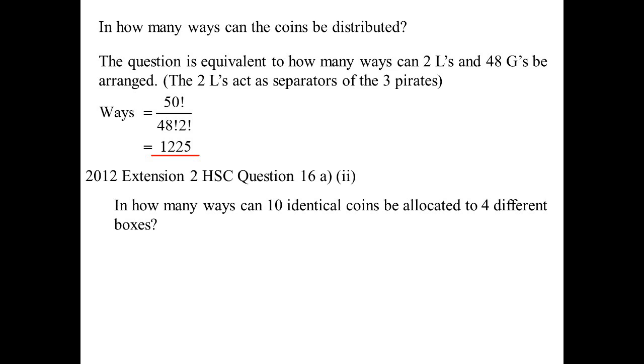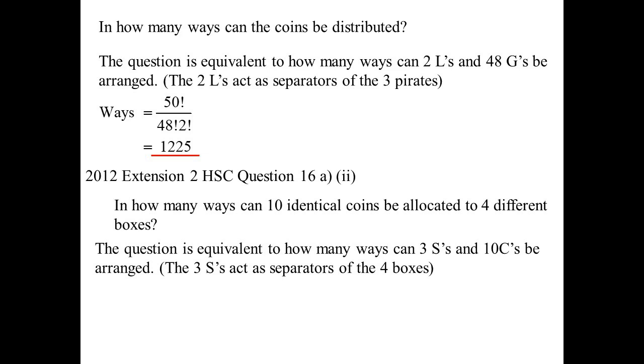You'll notice it says extension 2 here. In 2012, they had this question in extension 2. In how many ways can 10 identical coins be allocated to 4 different boxes? Okay, same idea. This time though, I don't have the lead coins, so I'm going to call them just separators. There's some separator that will stop when one person finishes and so on. So there's 4 different boxes. Once I've filled up the first box, bang, pull out the separator, now start on the next box. Pull out a separator, now start on the next box.